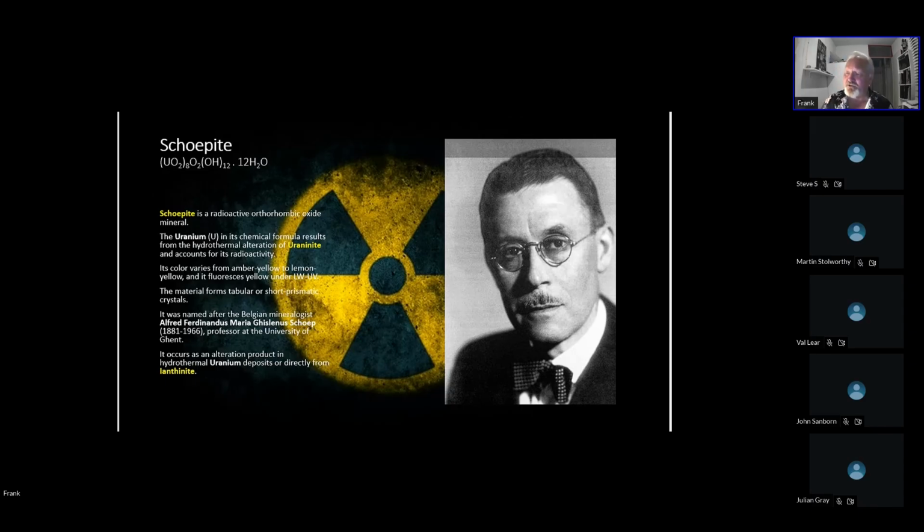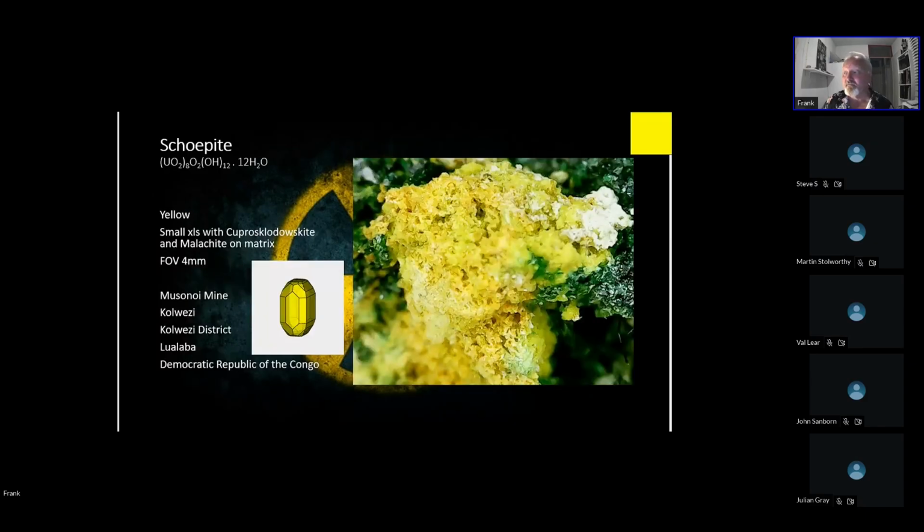This mineral occurs in the oxidation zone of a hydrothermal gold tellurium or uranium deposit. And I have pale yellow solid material on matrix, again from the Moctezuma mine in Sonora in Mexico. And again, the type locality.